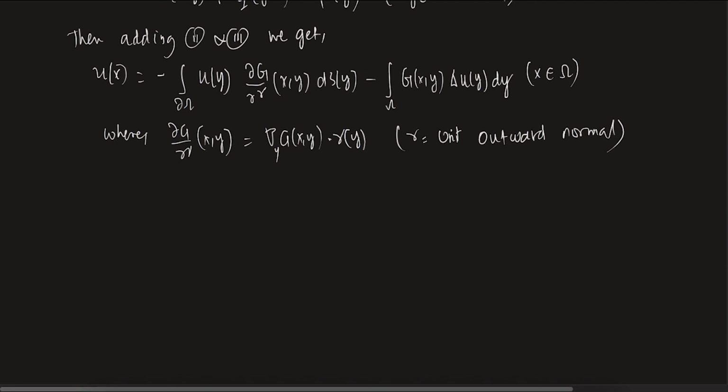So in this course, please just keep this in mind. Whenever we write this del g del gamma kind of thing, it's always understood that this is the unit outward normal, unless otherwise written. Now, once you find this g, you can just replace this g here, and you find what u of x is, and we're done, right?